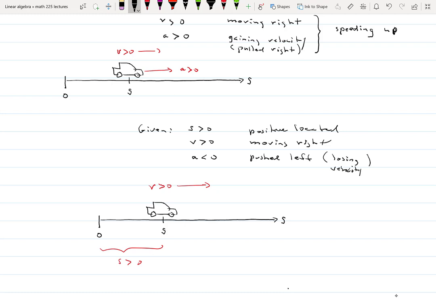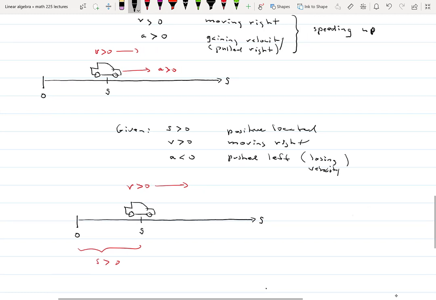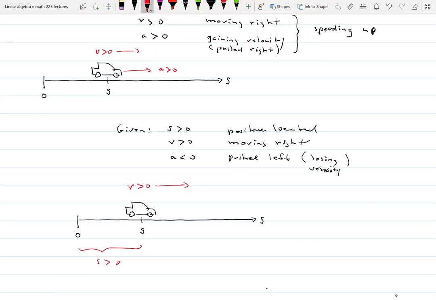Velocity's decreasing. Be careful, because velocity decreasing doesn't mean I'm going to slow down. Let me repeat what I just said. I'm moving to the right and I'm pushed to the left. Just imagine if this was happening to you. If you were moving to the right and someone pushes you in the opposite direction, what are you gonna do? You're going to slow down.